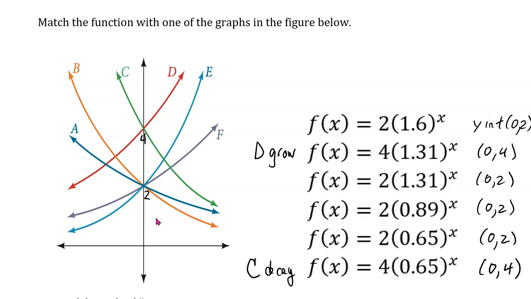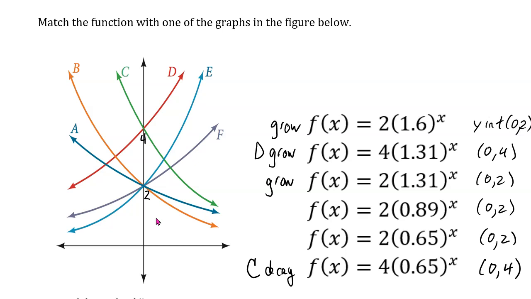They all go through (0, 2). Let's use which ones grow and which ones decay to help us separate. I have 2 that grow because I have 2 that have a base greater than 1, 1.6 and 1.31. That means that this one must be a growth exponential, and this one must also be a growth exponential. The only 2 possibilities are E and F, since A and B are both decay equations.